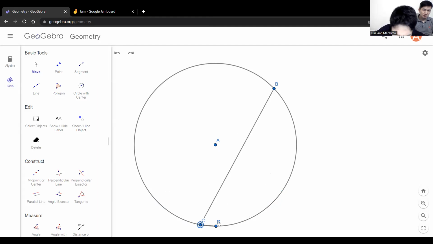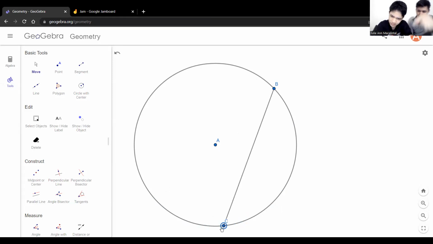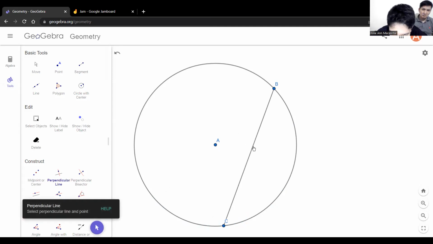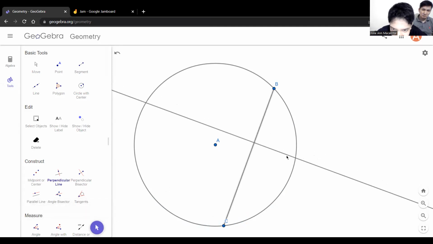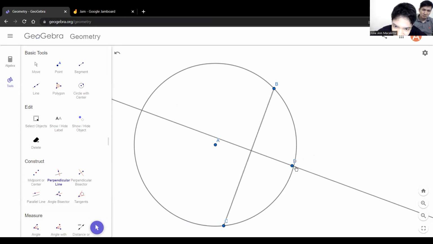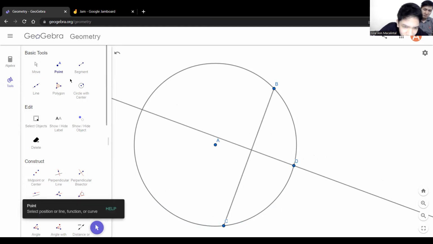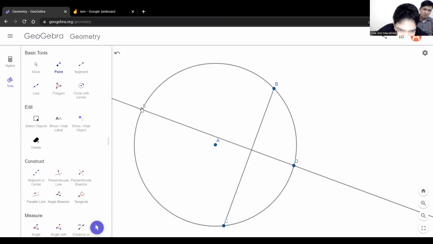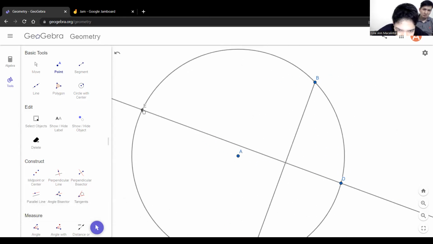Then we move this over here. Another segment that is perpendicular, anything perpendicular, it will make it look normal. Somewhere here. Then a point at the intersection of this perpendicular line and the circle.